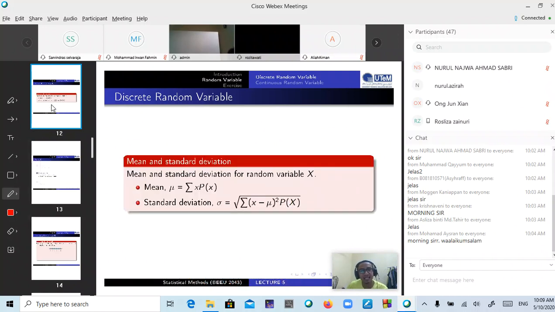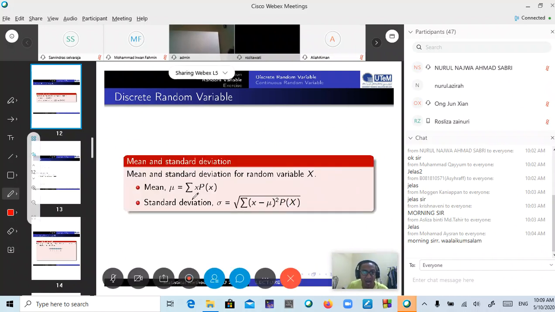Mean and standard deviation for a random variable. How to find the mean and standard deviation for a random variable. The mean mu equals the summation of x times its probability, where x is a value of the random variable. So you add up every x times its probability, then x plus x times its probability, and get the summation of these items, so you can get the mean.